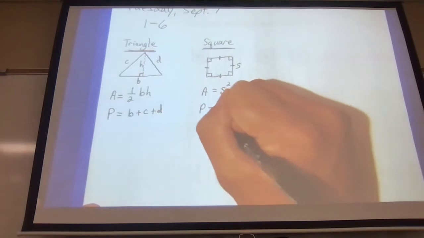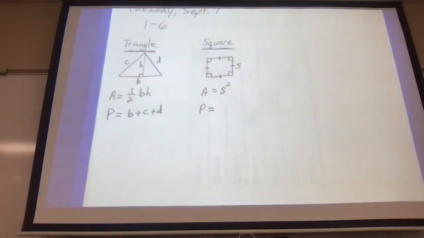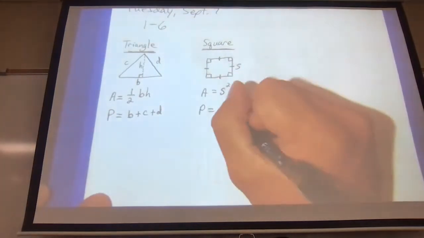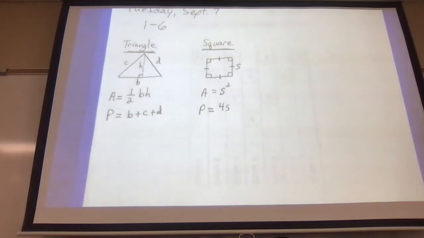To find the perimeter, we're going to add up all 4 sides. All 4 of your sides are going to be S's. You add up 4 S's together, you get 4S. 4 times the side. So you can either multiply a side times 4, or if it's easier for you to remember to add all 4 sides together, you can do it that way too. S plus S plus S plus S. Both of those will work.